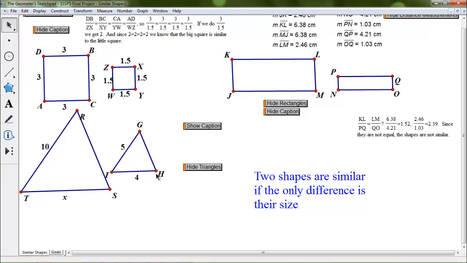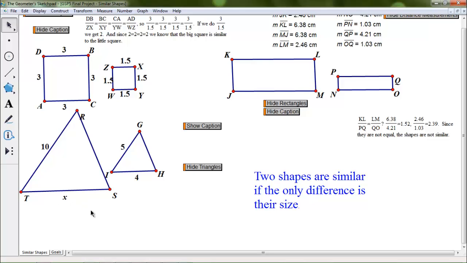So we've shown an example of similar shapes and non-similar shapes and how to differentiate between the two using our equation. Now we're going to do one more example to help students find sides using similar shapes. Telling the students beforehand that these are similar shapes, we know that RT is 10 and GI is 5, IH is 4, but TS we're unsure of, that's X. So we're trying to figure out what X is.